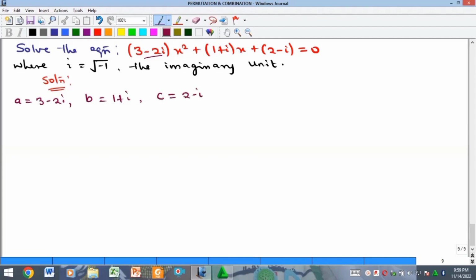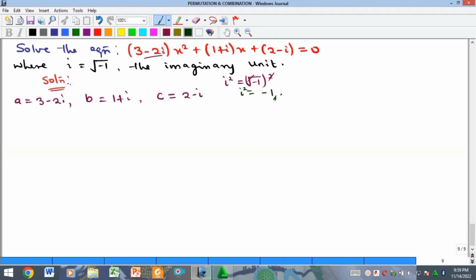It says that i is equal to the square root of minus 1, which is the imaginary unit. So the implication is that if I take the square of both sides, that means the square of the square root of this, and of course, square will cancel square root. So I'm going to have that i squared is actually equal to minus 1. Please take note of this because it will be very important.